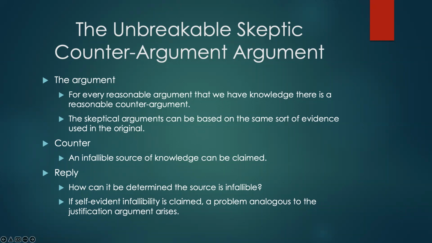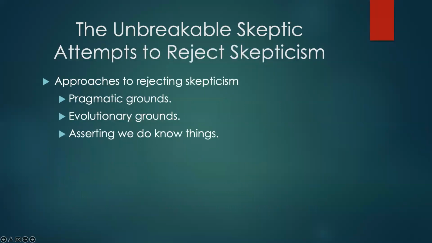Another move we'll see throughout the course is playing the infallibility card, that you just know and you can't be wrong. So how can that be beaten? Surprisingly easily. How do we know that the source of information, knowledge, is in fact infallible? If it's somehow self-evident, like Plato thought, where you just see the knowledge, then this seems similar to the justification problem: how do you know it's self-evident? And the skeptic can always play that particular card, like, how do you know?